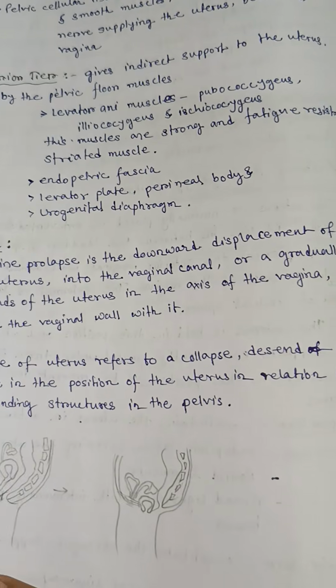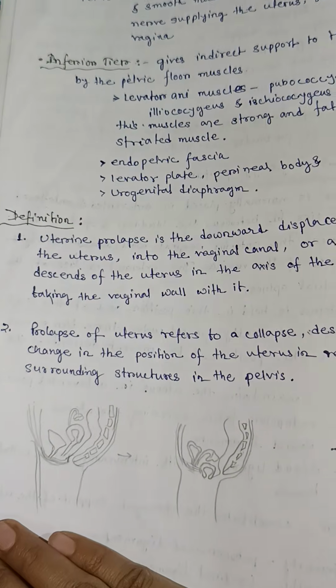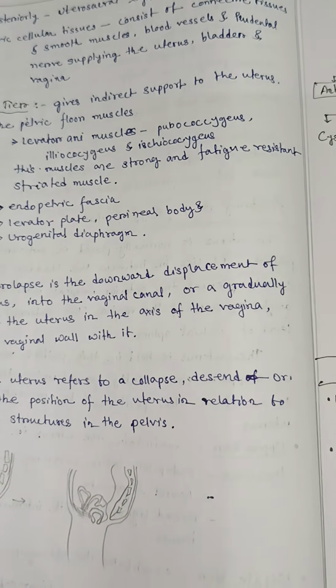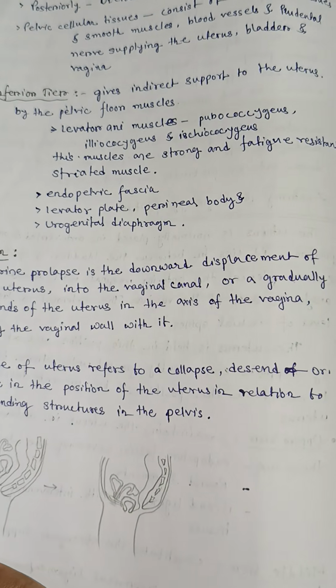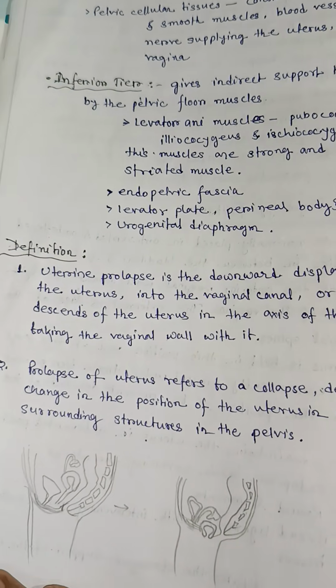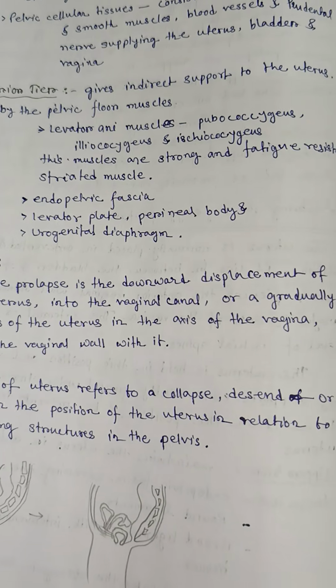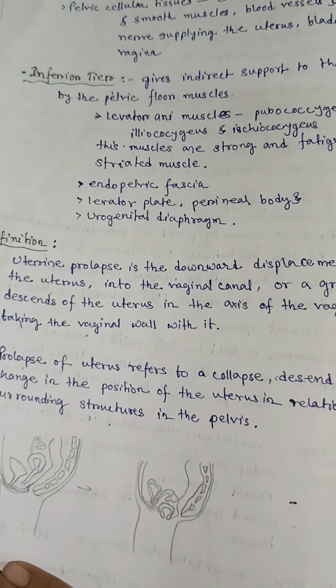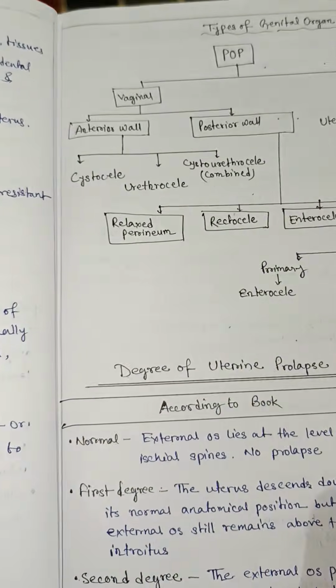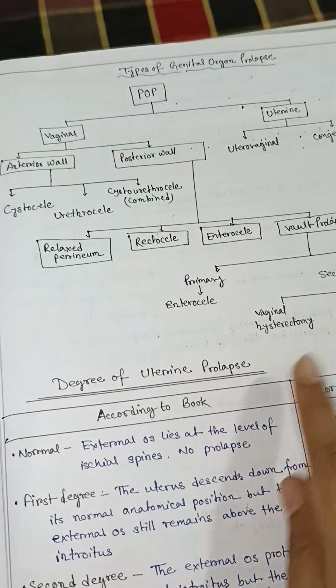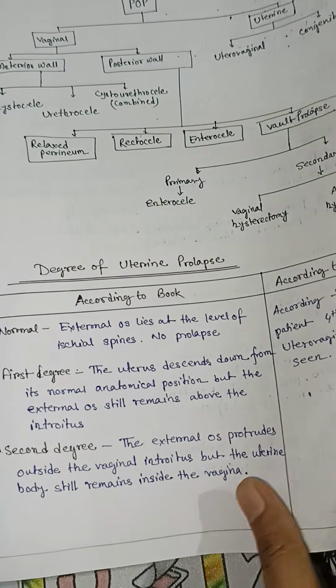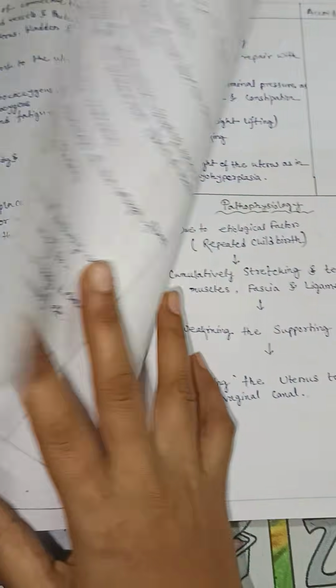Definition. Uterine prolapse is the downward displacement of the uterus into the vaginal canal, or a gradual descent of the uterus in the axis of the vagina, taking the vaginal wall with it. And there are types of genital prolapse, and degrees of uterine prolapse according to the book and according to my patient.